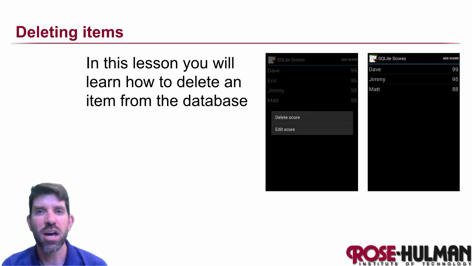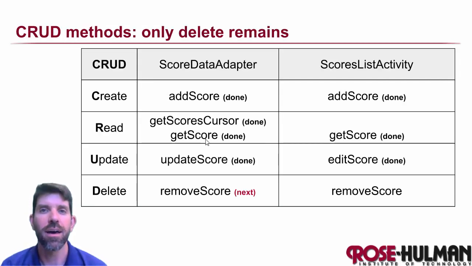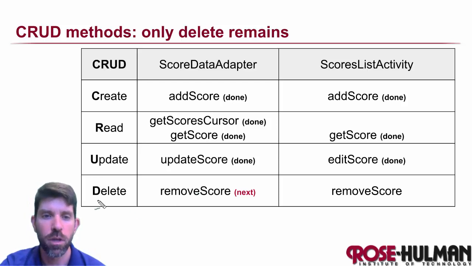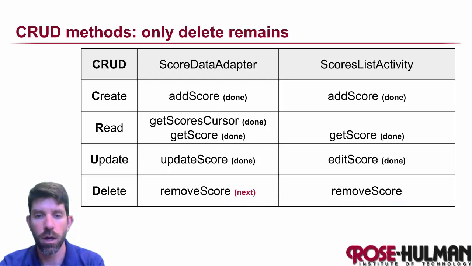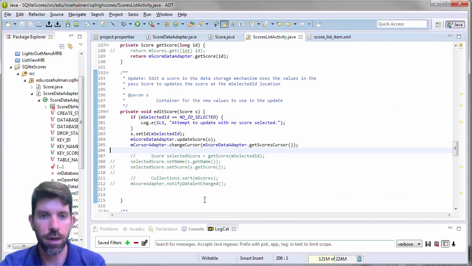Welcome back. It's time to learn how to delete items from our database. I think you're going to find that compared to the other ones, this is going to be very short and painless. So for delete, we're just going to write a remove score on both sides, right? Within our data adapter and then within the list activity itself. Not much going on here at all.